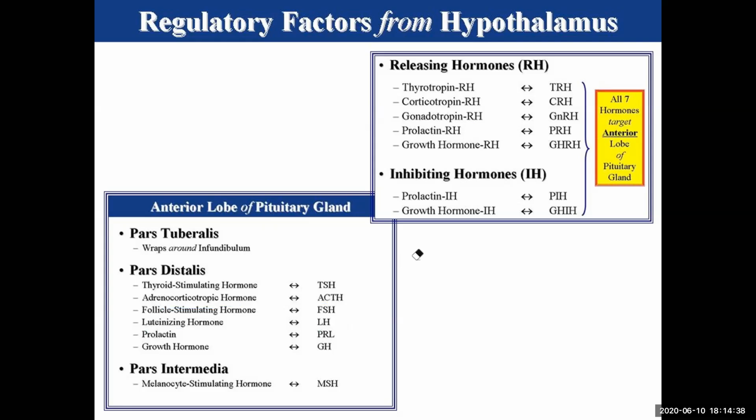And then prolactin releasing hormone, released by the hypothalamus, induces the anterior pituitary to release prolactin, PRL. And prolactin induces the mammary gland to produce milk. That's for lactating mothers. And then finally, growth hormone releasing hormone induces the anterior pituitary to produce and release growth hormone.